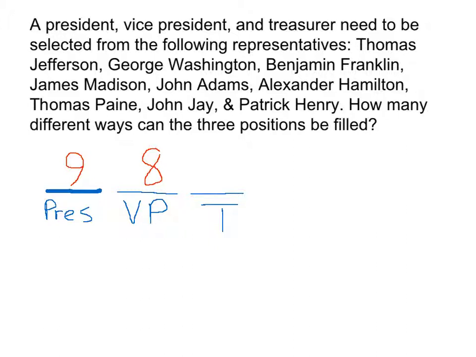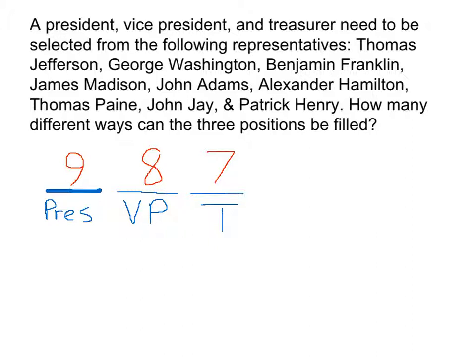So now I've put 2 people in the spots, 1 for president, 1 for vice president. That leaves me with 7 possibilities for treasurer. I can pick any of these 7 guys except for the 2 that I've already chosen to be president and vice president. So I have 7 choices now for treasurer.